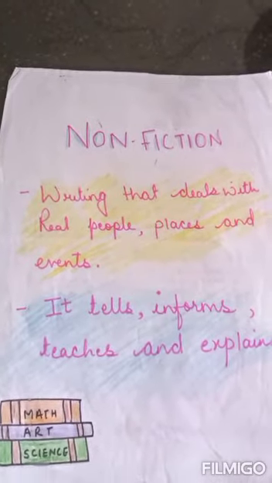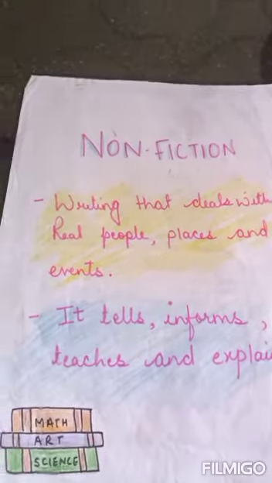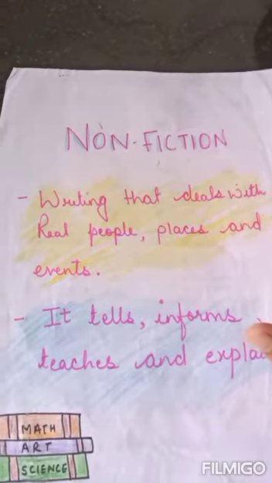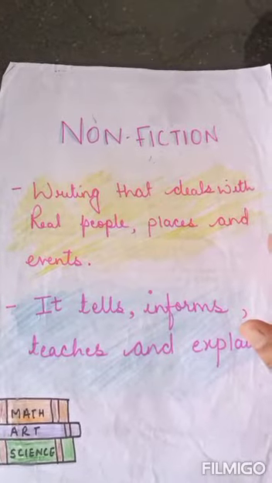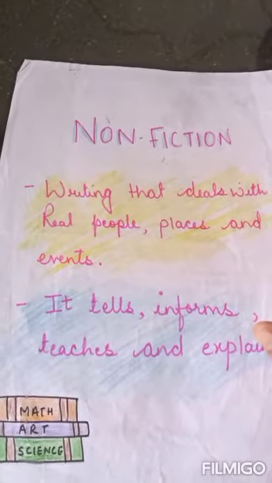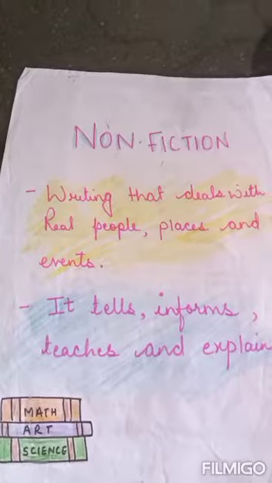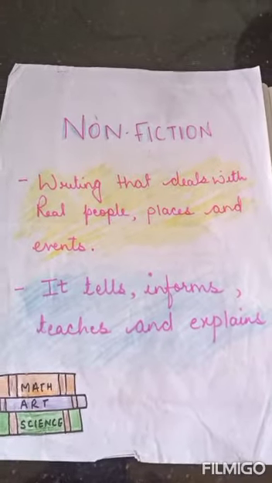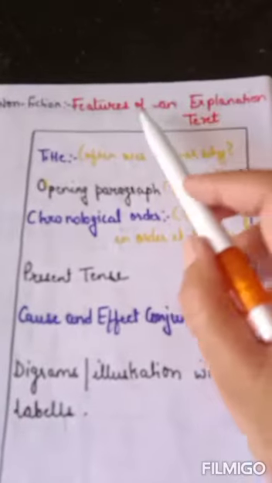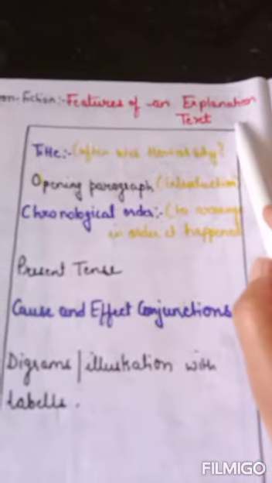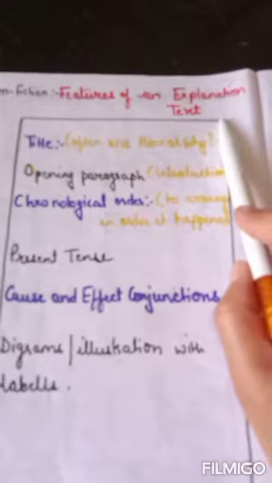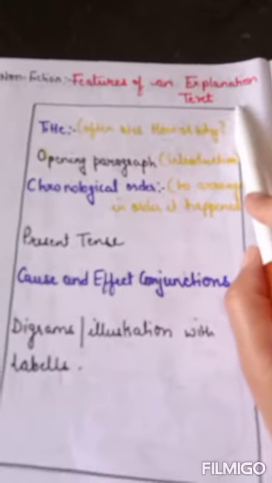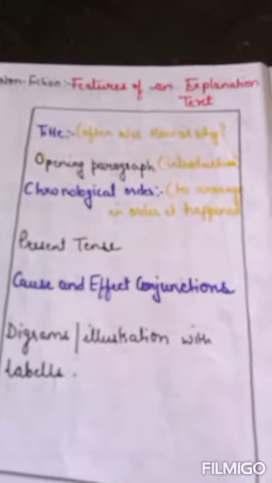Alright, so these are the objectives of today's lesson. We will talk about the features of an explanation text, and we will try to understand what is a pictorial flow chart. Alright, so let's start our lesson. Let's start with the features of an explanation text. We know explanation text explains to us, it tells us the process of something, as in how or why it has happened.